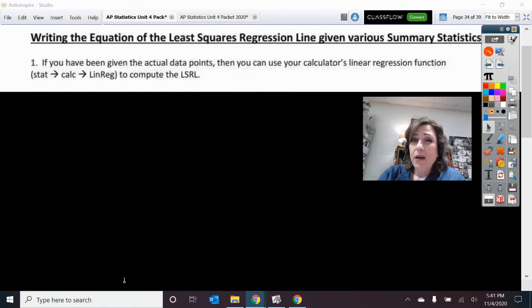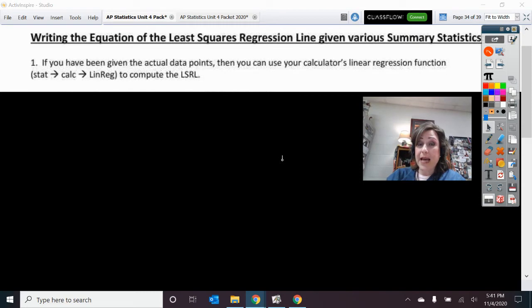So we know one of the main ways is we get all the data points. If you get all the actual data points, you line those up into your calculator, L1, L2, and you use that calculator's linear regression function, STAT CALC. And then we compute the LSRL, the least squares regression line.